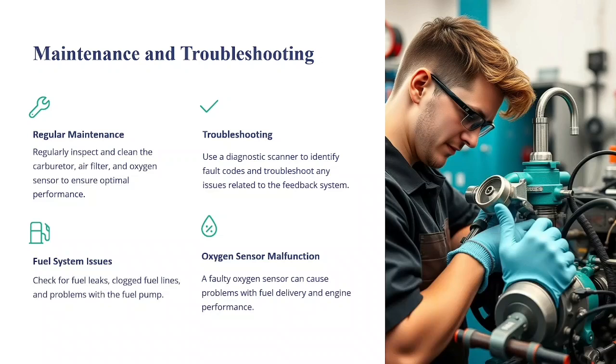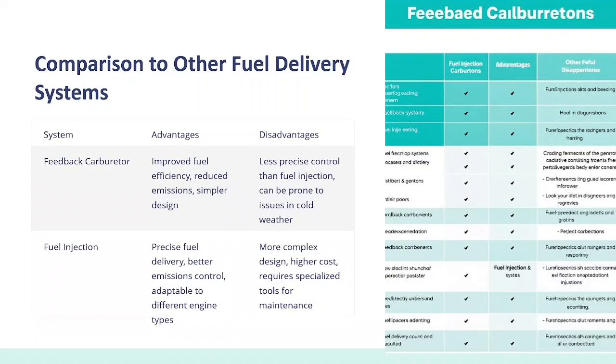So, incorrect oxygen sensor installation because of faulty or damaged oxygen sensors. And the next one is a comparison to other fuel delivery systems. In that, the feedback carburetor is compared with the fuel injector. In short, the feedback carburetor improves fuel efficiency, reduces emission, and has a simpler design.